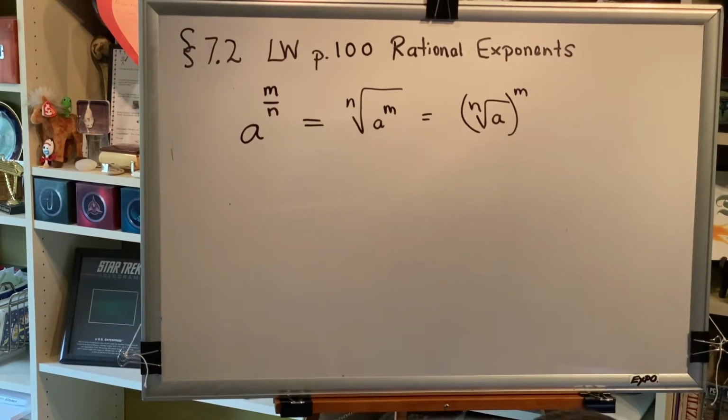Understand the meaning of a raised to the m over n power, positive rational exponents. Definition of a to the m over n power. If m and n are positive integers greater than 1, with m over n in simplest form, then a to the m over n equals the nth root of the exponential expression a to the m, which also equals the nth root of a all raised to the m power, as long as the nth root of a is a real number.